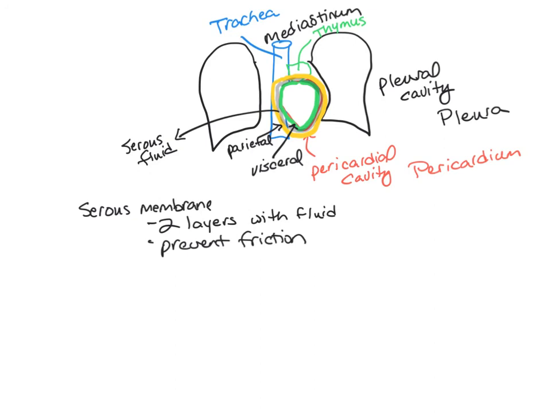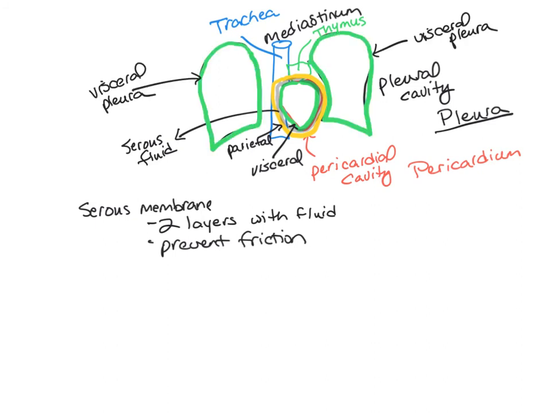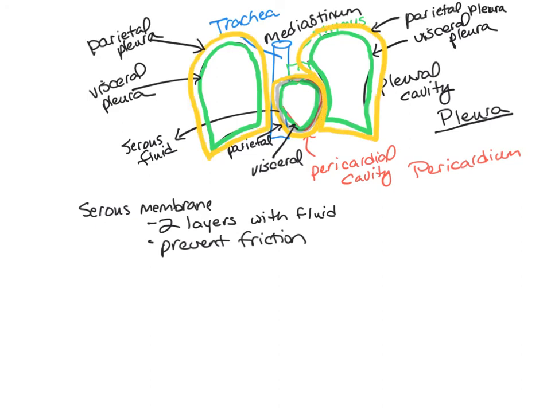So if we look at the serous membrane of the lungs, again, we said that the pleura is the name of the serous membrane surrounding the lungs. And so we can talk about the visceral pleura. That is the layer that covers the outer surface of the lung. And we can talk about the parietal pleura, and that's the layer of the serous membrane that covers the mediastinal surface, or the cavity, and the inner body wall.